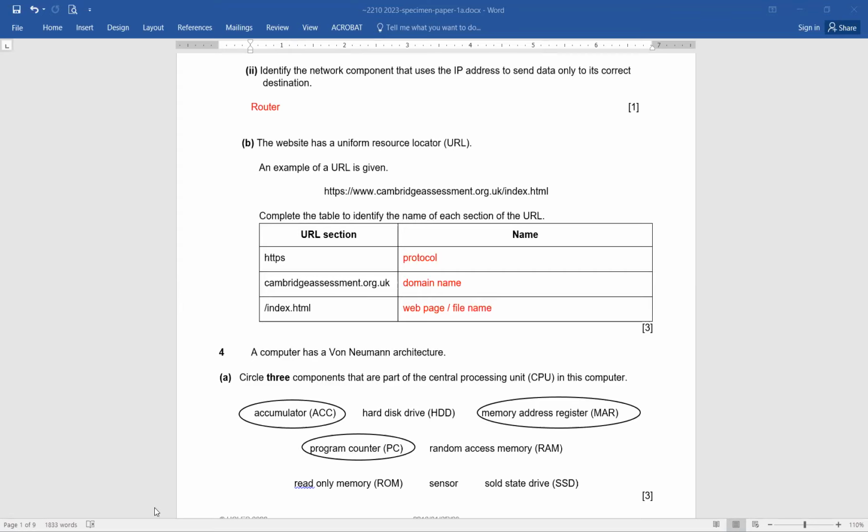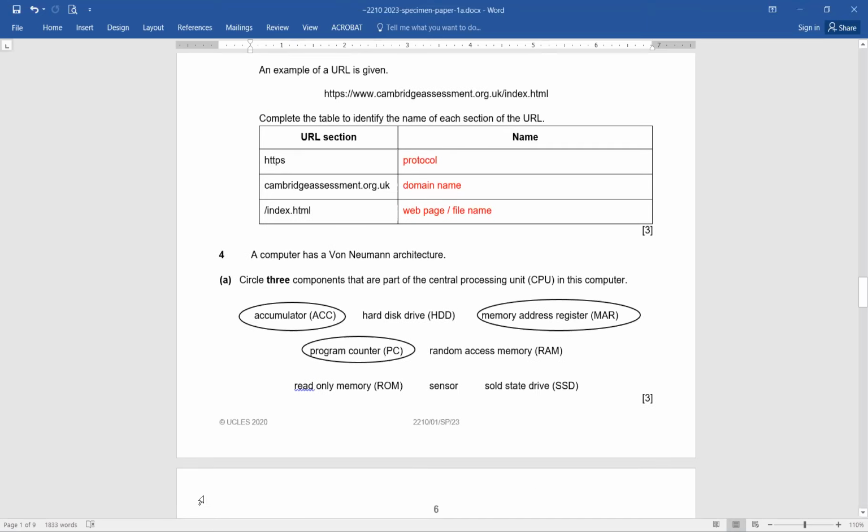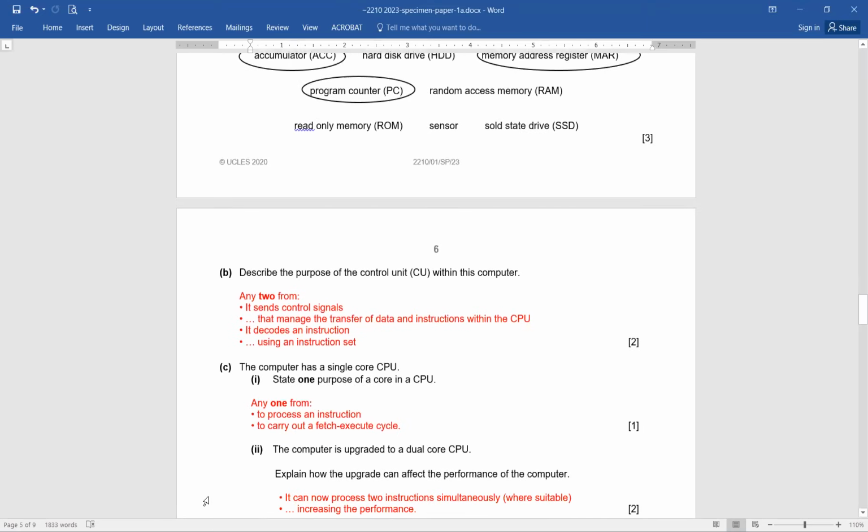Easy? Now let's move on to the other question. Part B. Describe the purpose of this control unit within this computer. Now, what is the purpose? It sends control signals, as the name implies, control unit. These control signals are there to manage the transfer of data and instructions within the CPU. And its purpose is also to decode an instruction, and these instructions are decoded using an instruction set.